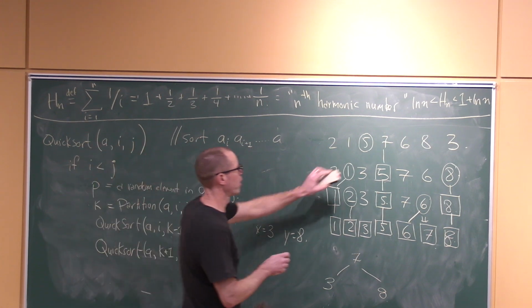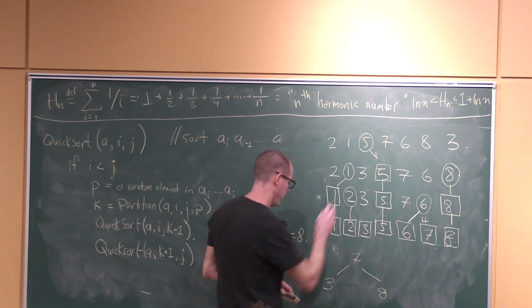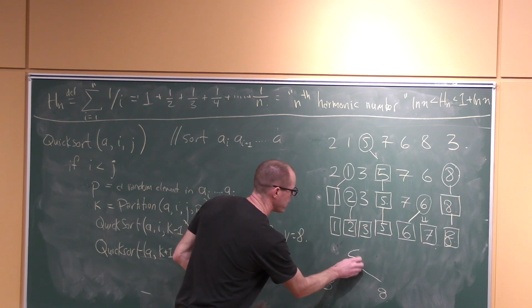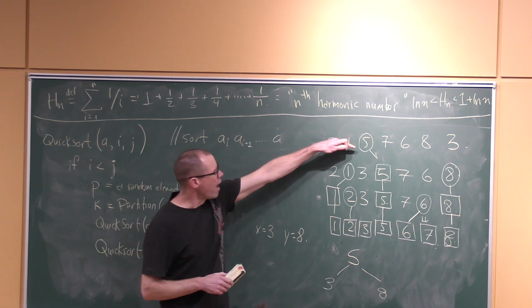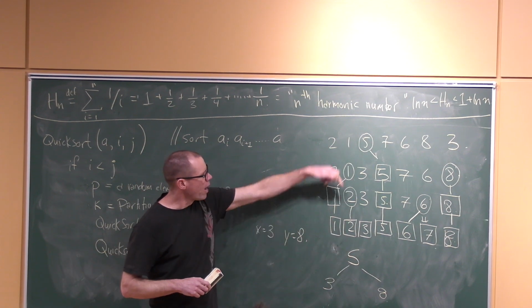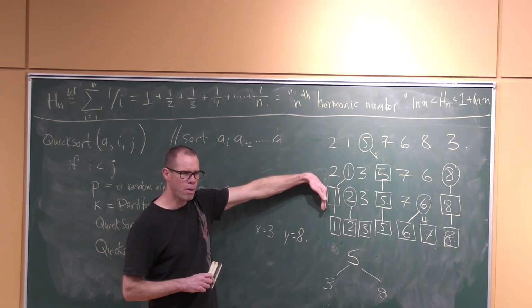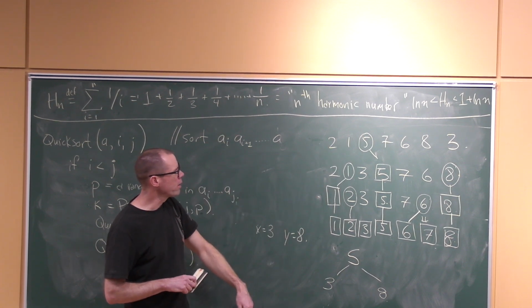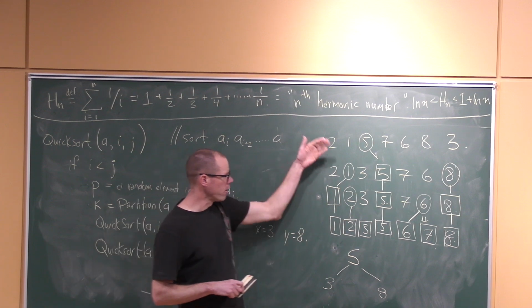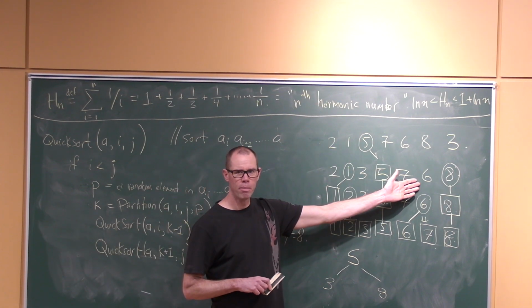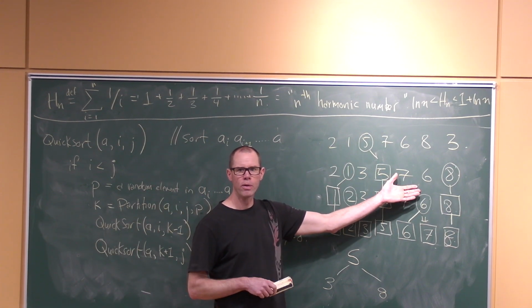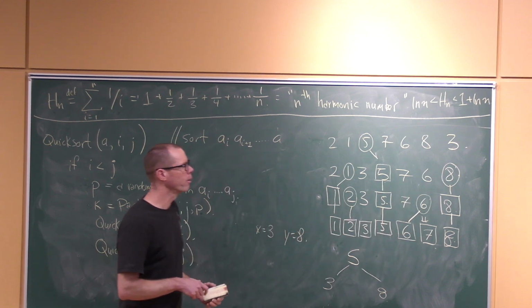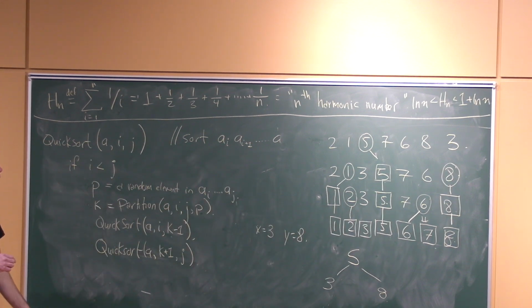Oh, sorry, 5. I don't know why. Yeah. We picked 5. Good. Everything else I said is still true. We picked 5. 3 was smaller than 5, so it went off to the part that's smaller than 5. And 8 is bigger than 5, so it went off to the part that's bigger than 5. So we never compared those two things. Okay. Good.